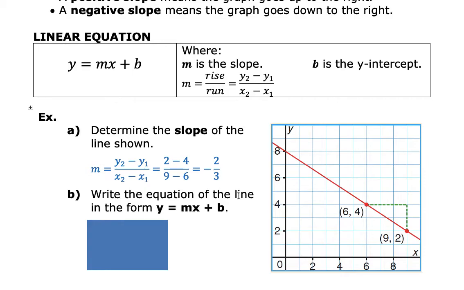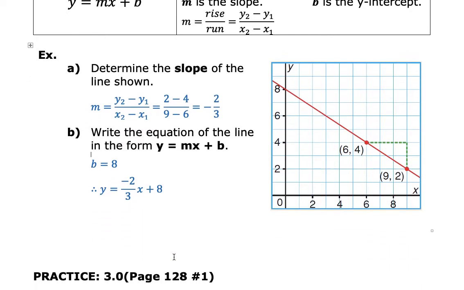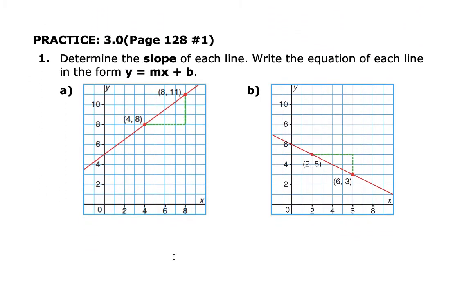Next, write the equation of the line in the form y is equal to mx plus b. Well, b is the y-intercept, and we can see by looking at this graph that this is the point in which the line intersects the y-axis at 8. So b is equal to 8, and that's the one missing component to be able to write our equation y is equal to mx plus b. Let's try on these examples. We're trying to get the equation y is equal to mx plus b for these lines.